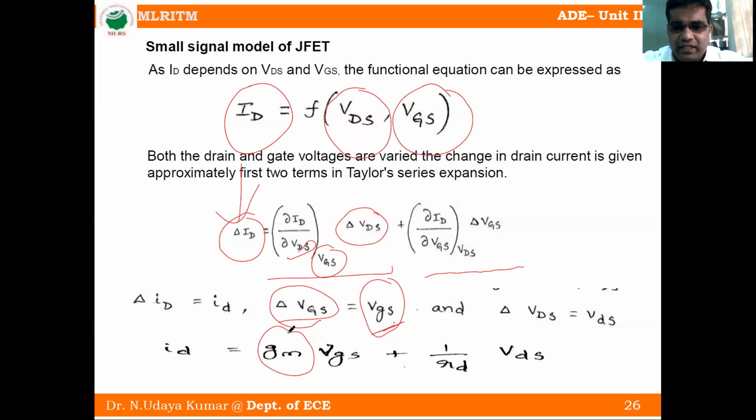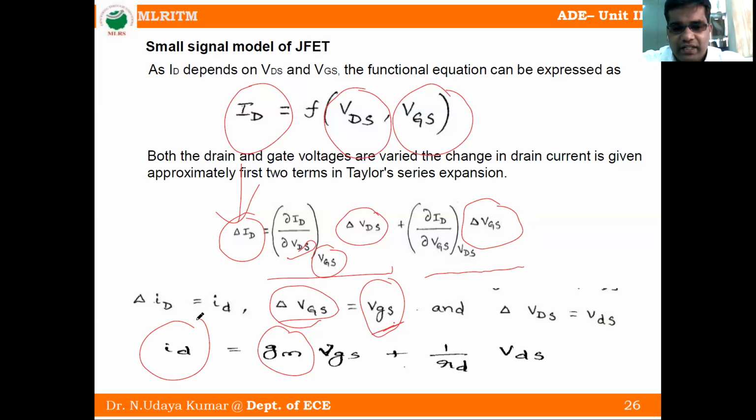Okay. Next, the other term is dou ID by dou VGS. That means it is the inverse of resistance, so we can write it as 1 by RD, that is drain resistance. So the change in VGS, delta VGS, we can write as small VGS. So finally, we will get ID, the drain current, is equal to GM into VGS plus 1 by RD into VDS.